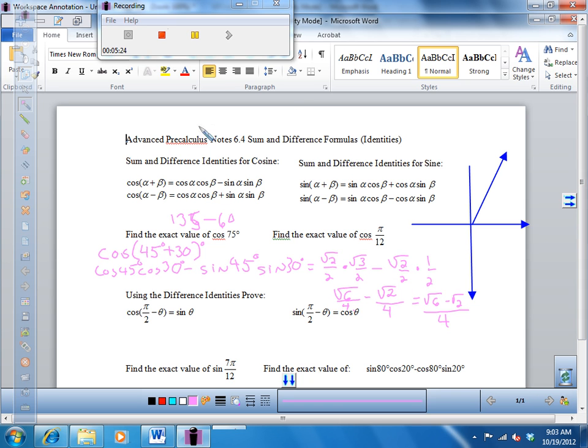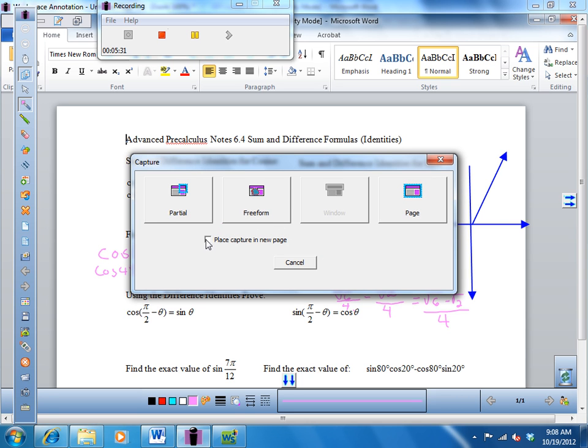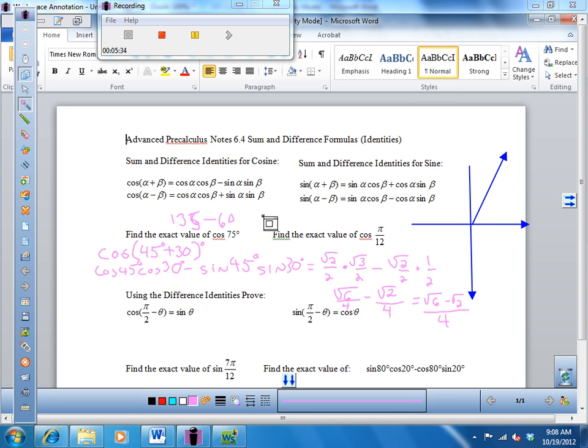So then, the next one, let's see. For this one, find the exact value.